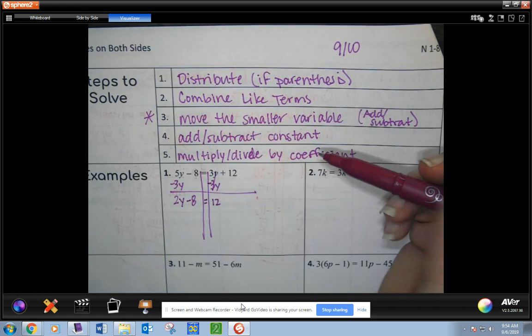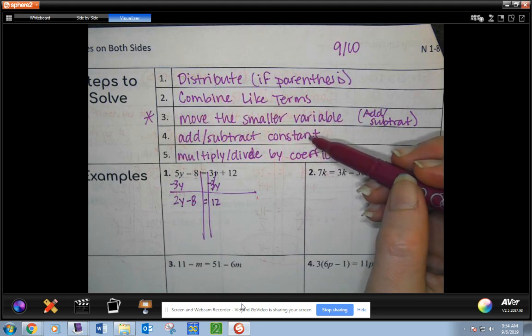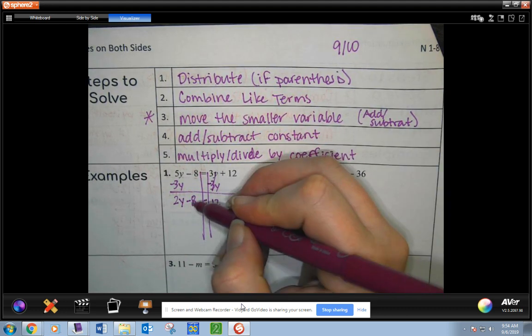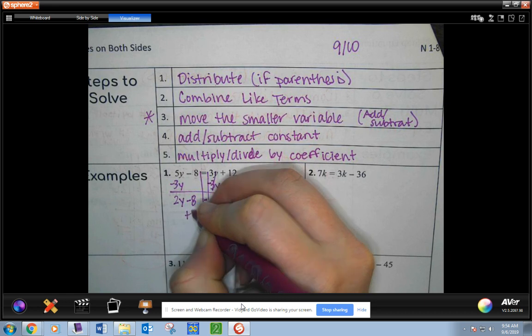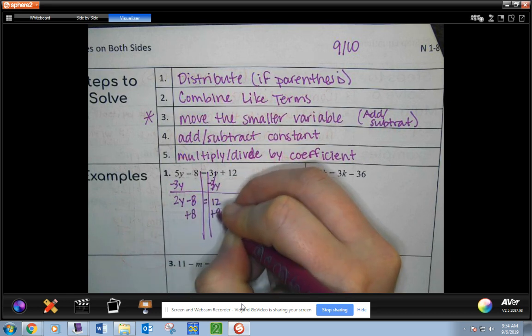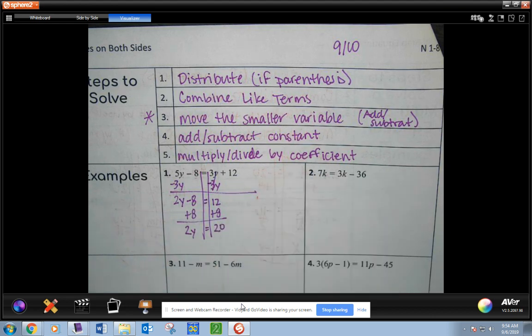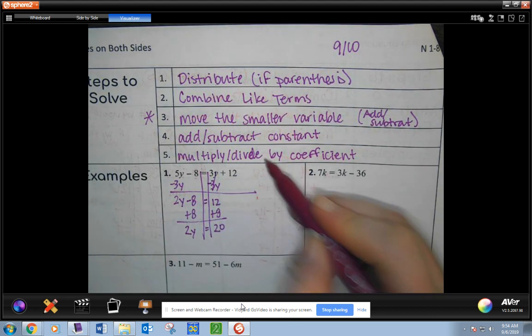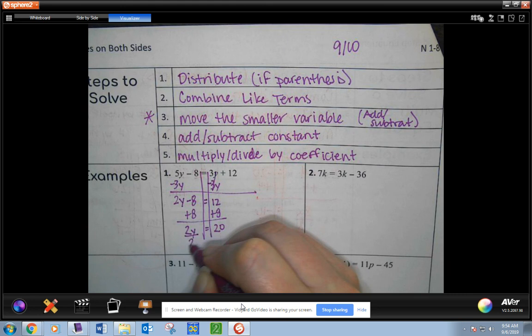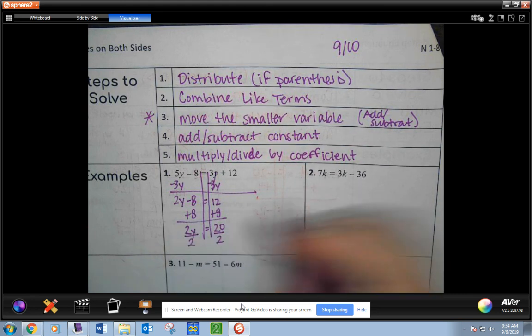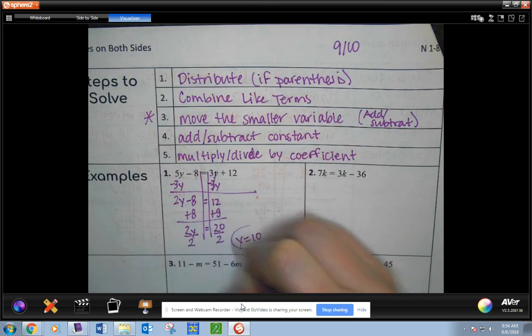This is now just a 2-step problem, so I'm going to work with adding or subtracting the constant. Well, the constant is a minus 8, so I need to add 8. That gives me 2y equals 20. And then to finish the problem, I multiply or divide by the coefficient. Since the problem's multiplying, I must divide, and I get y equals 10.